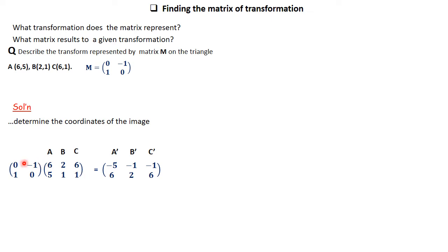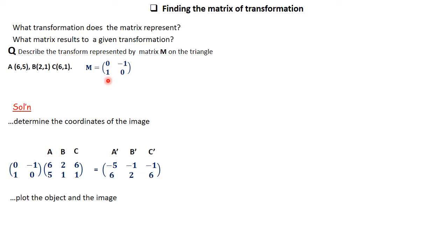So 0 times 6 plus negative 1 times 5 gives us this. 1 times 6 plus 0 times 5 gives us this. So we have the xy coordinates for A prime. The same case also applies for B prime and C prime. Now in this case, we have the object, which are these coordinates here. We have the image. The question is what transformation happened there, which would of course be describing the matrix M.